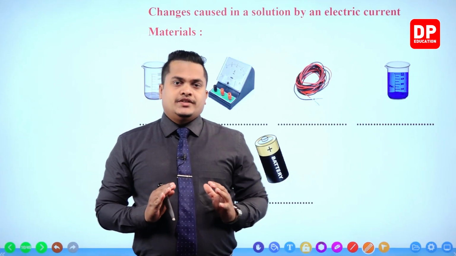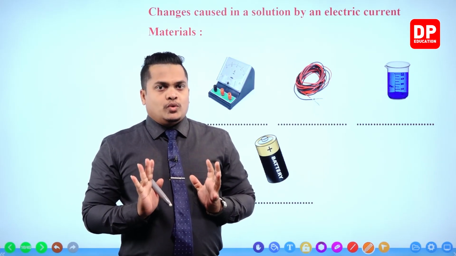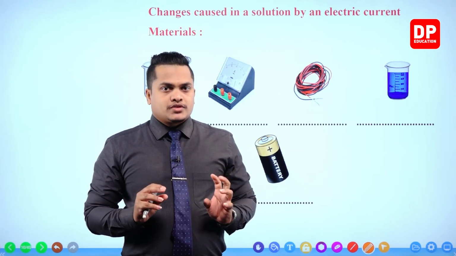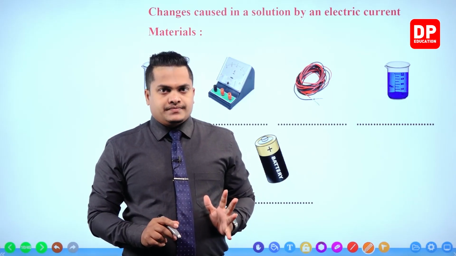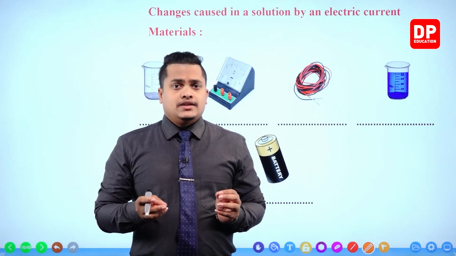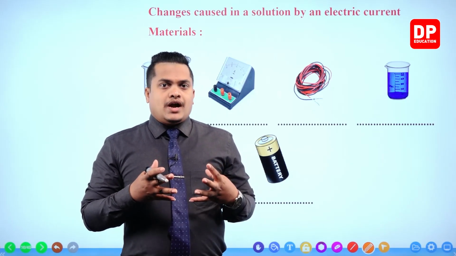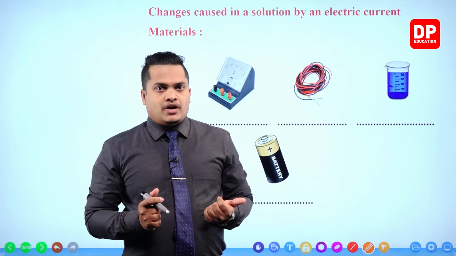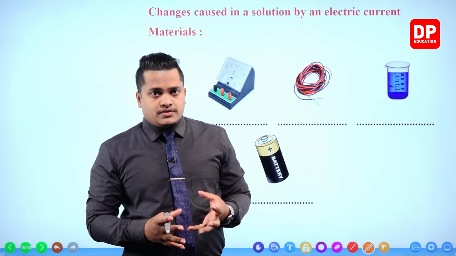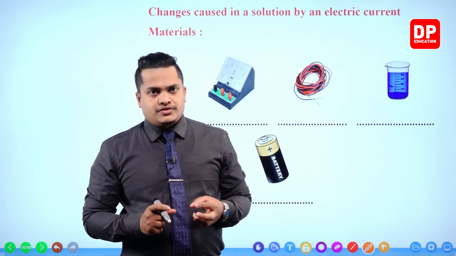So my dear children, in the earlier chapter, we discussed electrolytes and non-electrolytes. Electrolytes are the solutions that have mobile ions, and non-electrolytes are the substances or solutions that do not have mobile ions. Under the examples for electrolytes, we studied solutions of ionic compounds, acidulated water, solutions of acids, and solutions of bases.